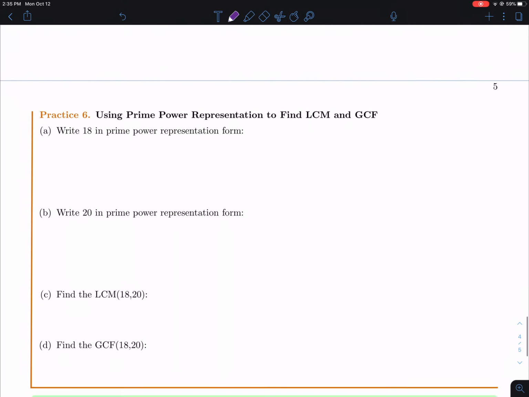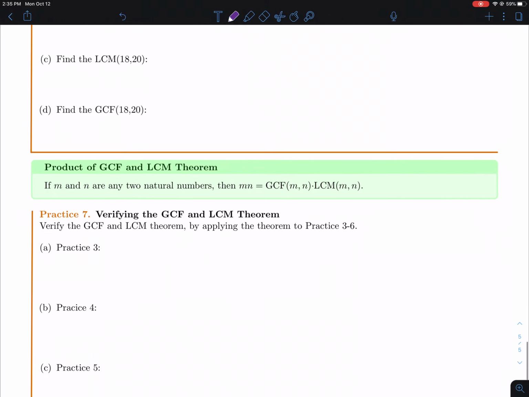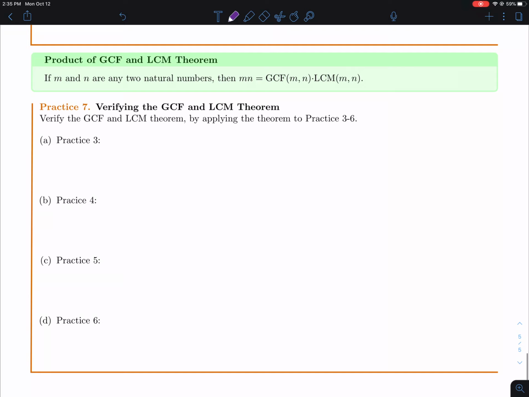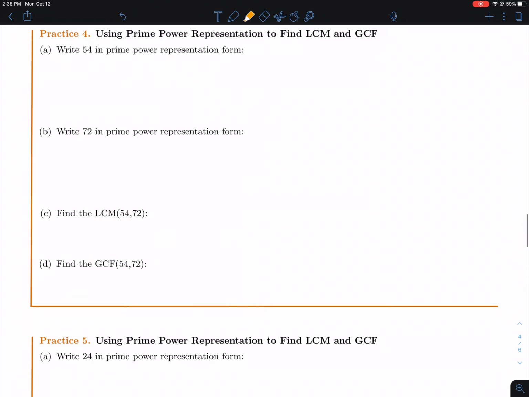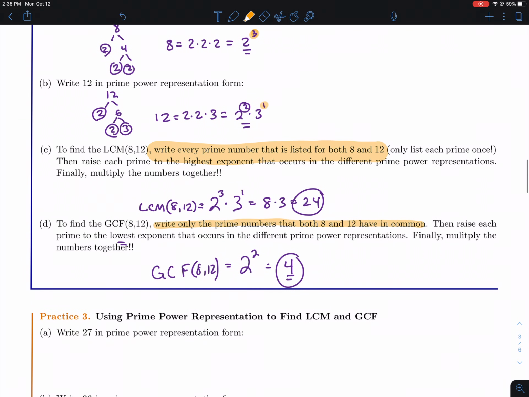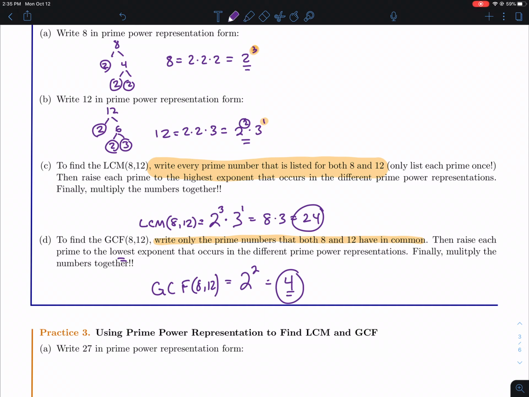And so the very last thing, and this isn't majorly important, but it's a cool little thing to notice, is that if you've done your greatest common factor and your least common multiple correctly, then if you multiply those two together, the greatest common factor times the least common multiple, it'll give me the product of m times n. So if I go back to my last example, my m was 8, my n was 12, and if I multiply those together, I get 12 times 8 is 96.